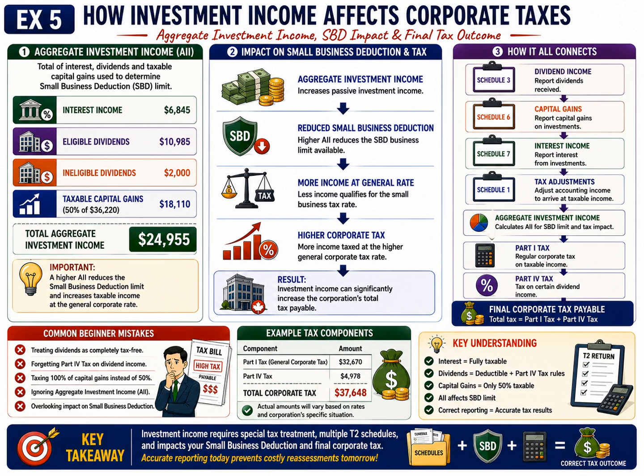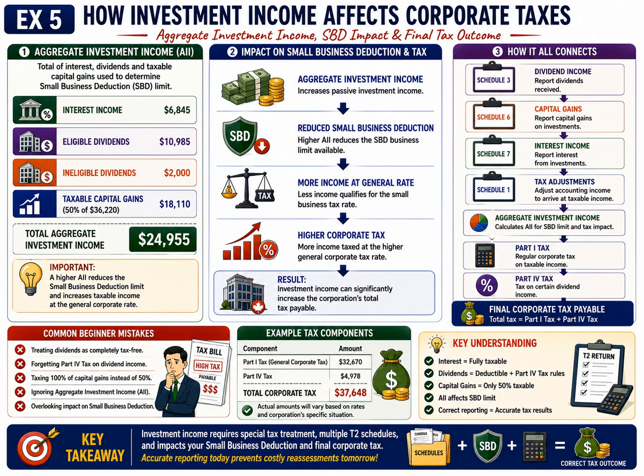Now let's look at the professional workflow shown on the right side of the slide. The process begins with Schedule 3, where dividend income is reported. Next, capital gains are reported on Schedule 6, while interest income is reported through Schedule 7. These schedules then feed into Schedule 1, where accounting income is adjusted to arrive at taxable income using the rules of the Income Tax Act.